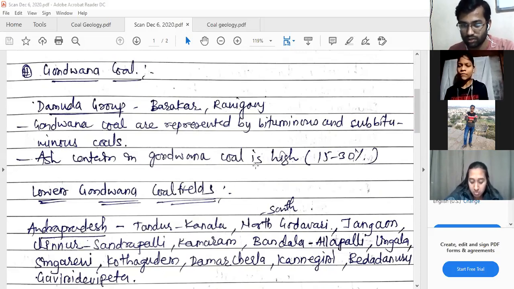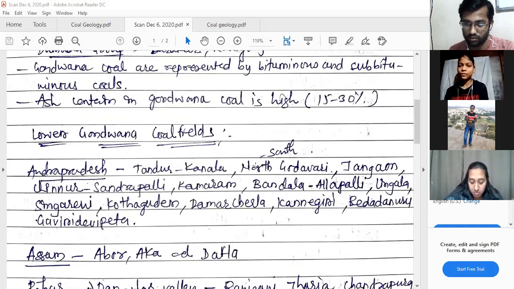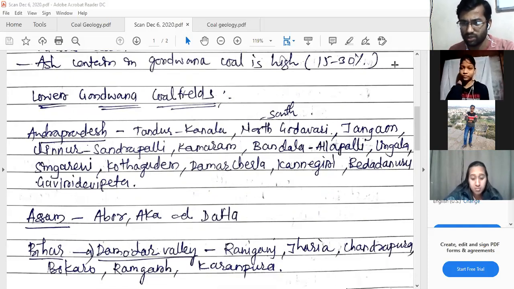Then we have various coalfields in different states. Just try to read it once. Like in Andhra Pradesh, different mines, and we have so many thousands of coal mines. We are not able to remember each and every mine, but you can remember some. Like Tandur, Kanla, then in North Godavari, Jangaon, Chinnur, Sandrapalli, Kamaram, Bandala, Alapalli, Lingala, Singareni, then Kothagudem, Damarcherla, Kanegeli, then Betadunuri, Gaviri Devi Peta, etc.